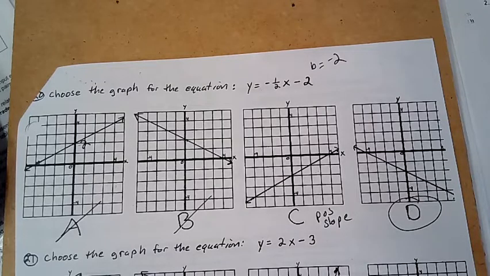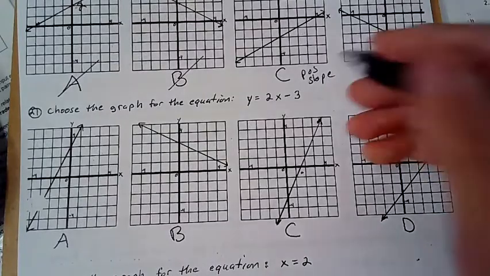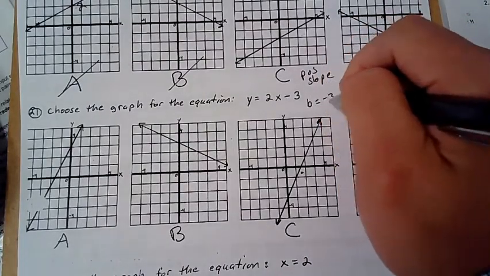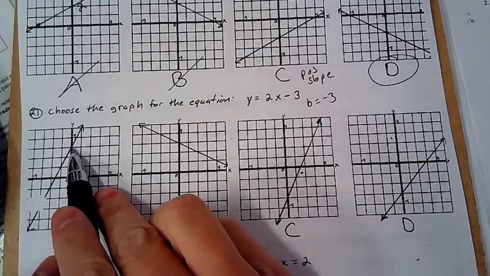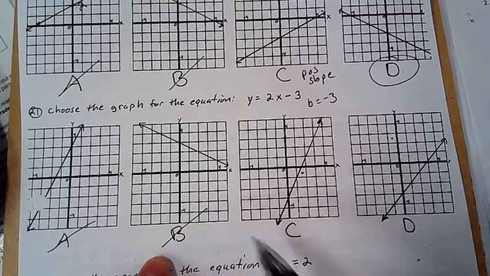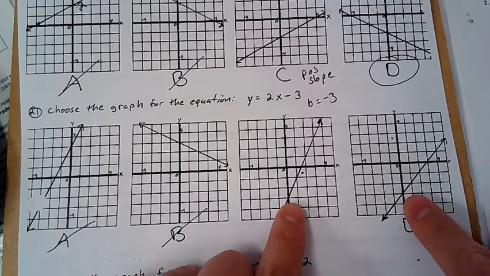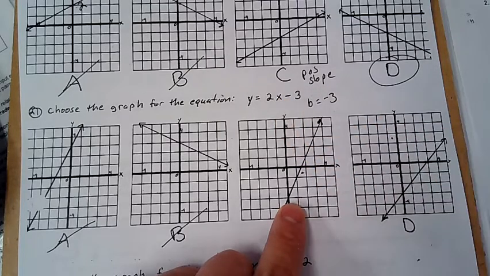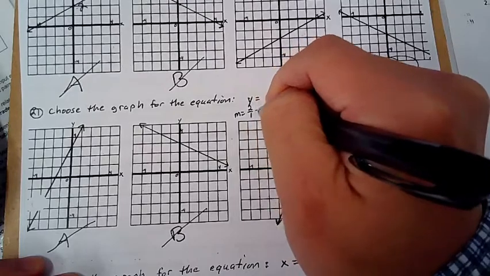Let's take a look at 21. Our B here is negative 3. So let's look at our options. A, the y-intercept, the B is positive 3. So is B, it's positive 3. Okay, so we're down to these two. The slope is 2 over 1. So M is 2 over 1. That's your rise over your run.